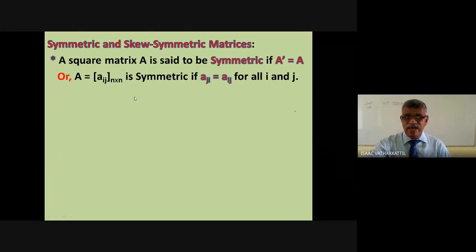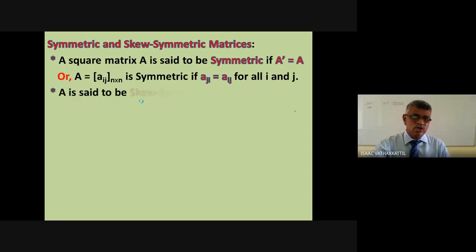That means A12 and A21 are equal, A13 and A31 are equal, and so on. Every element in the first row and the elements in the first column are equal. All the elements in the second row and second column are equal. Elements in the third row and third column, and so on. Rows and columns are identical. The matrix will be symmetric. We have A dash equal to A.